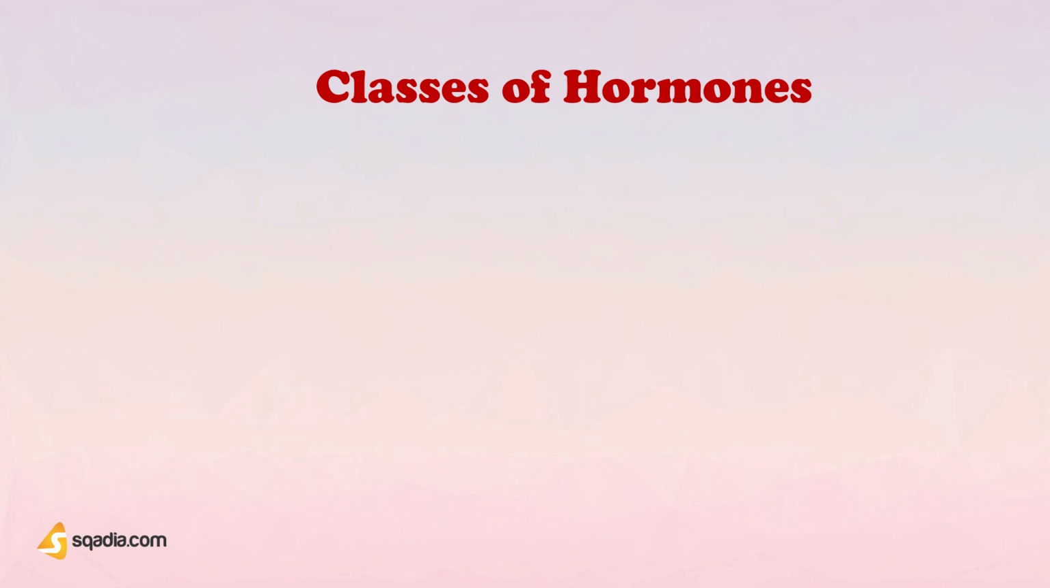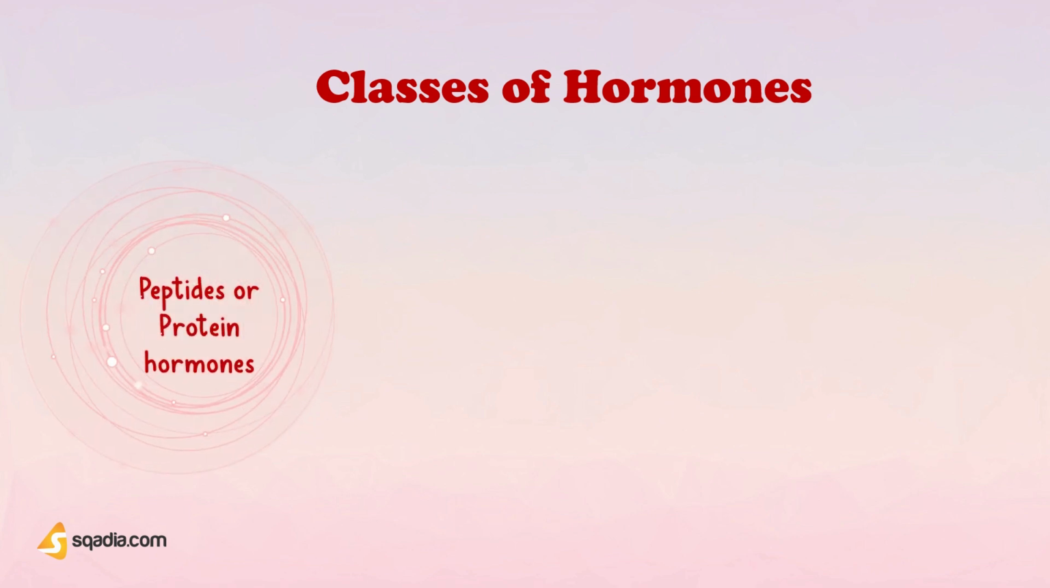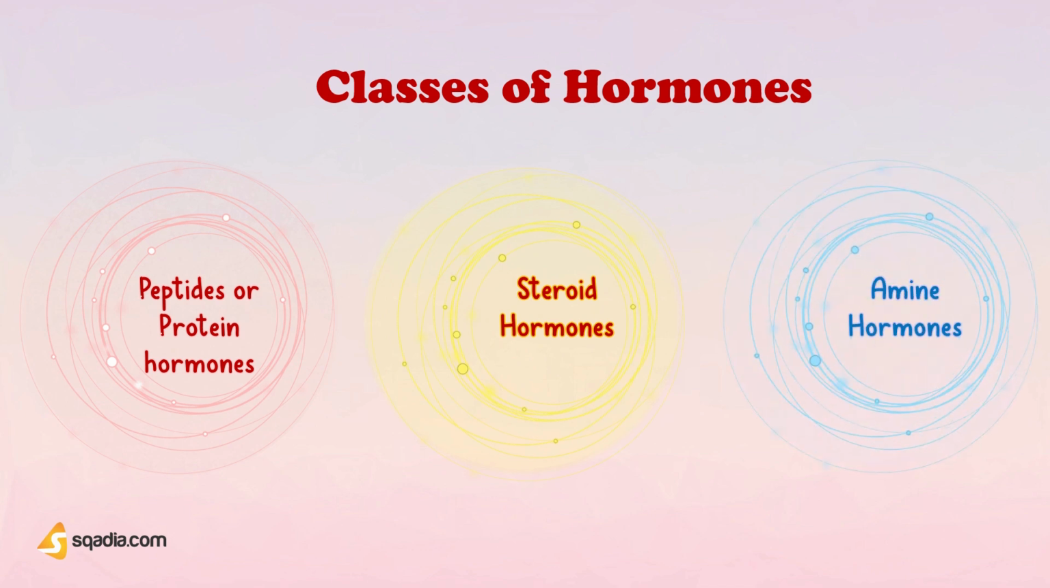Do you know about the major chemical classes of hormones? Well, the major classes of hormonal molecules are peptides or protein hormones, steroid hormones, and derivatives of the amino acid tyrosine, known as amine hormones.